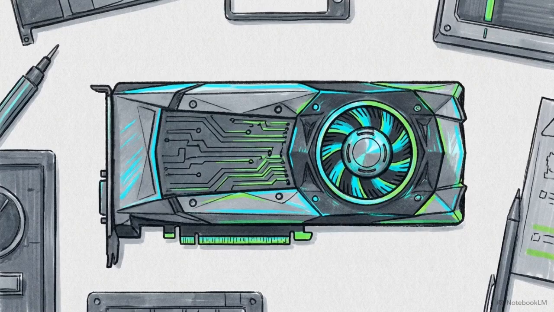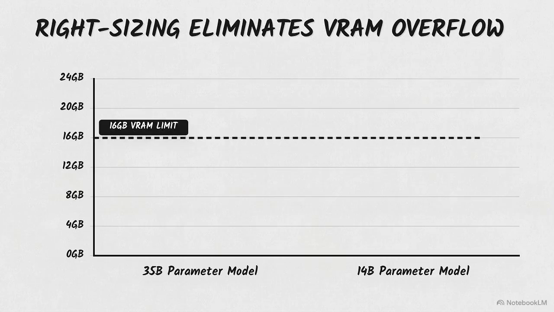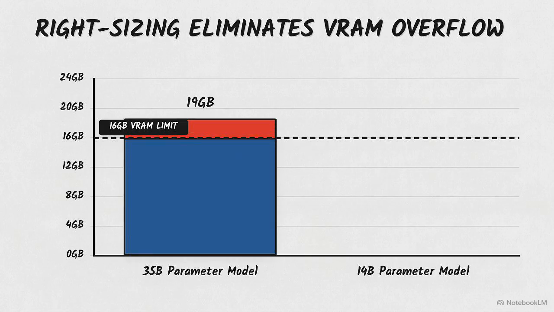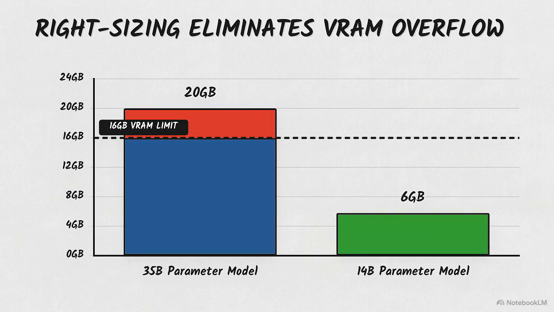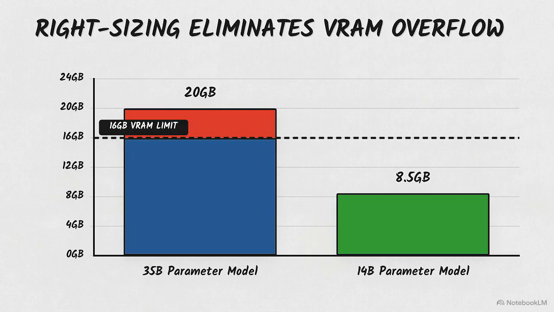Step 1 is intentional right-sizing. You have to select a model that physically fits on your GPU before you feed it a single line of code. This chart represents a 16 gigabyte VRAM limit. A 35 billion parameter model consumes 20 gigabytes of static weights, breaking the hardware limit. Dropping to a 14 billion parameter model shrinks that footprint to 8.5 gigabytes, leaving a large green space.